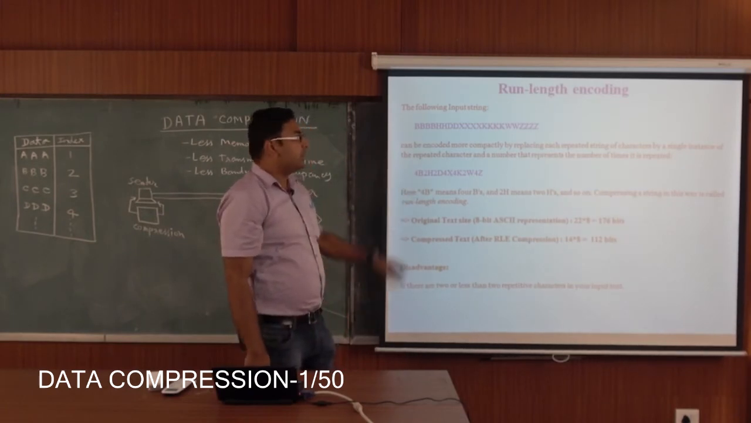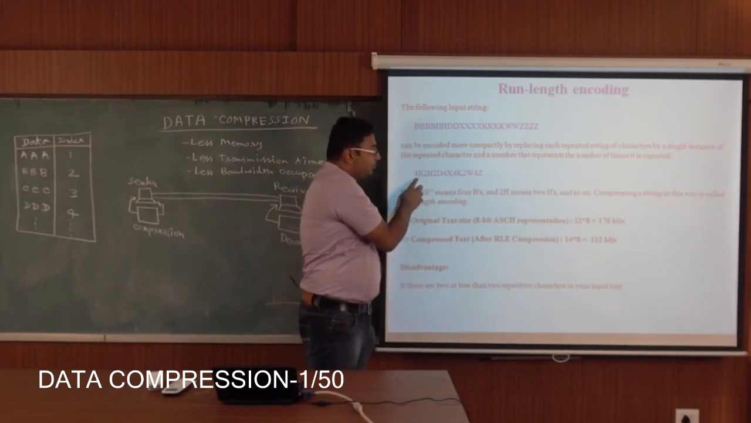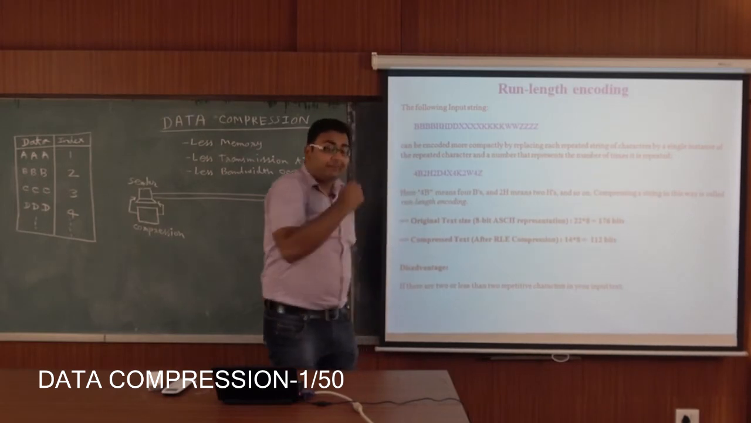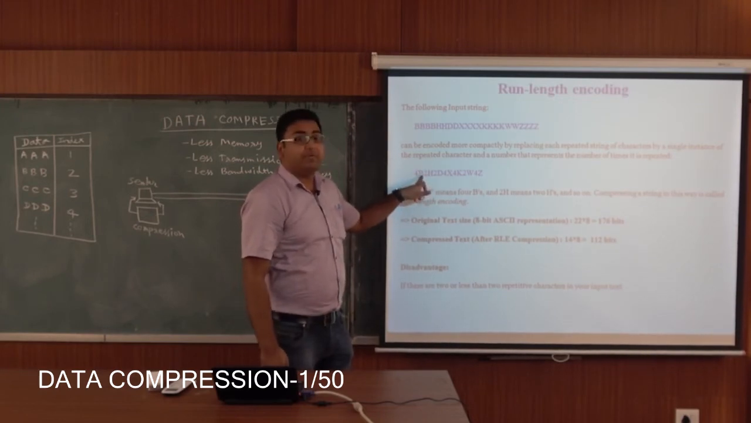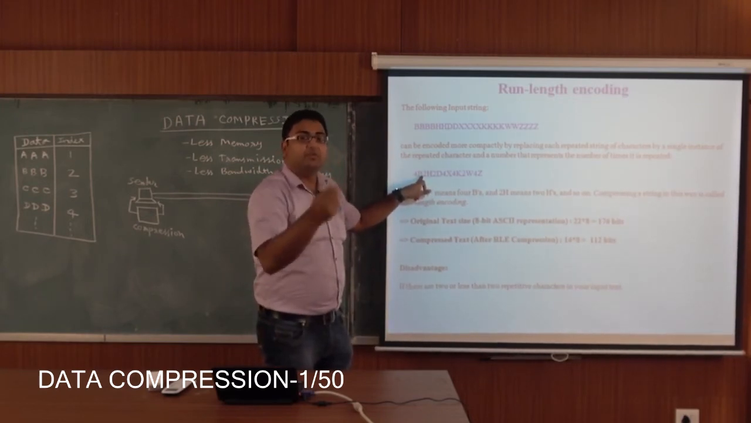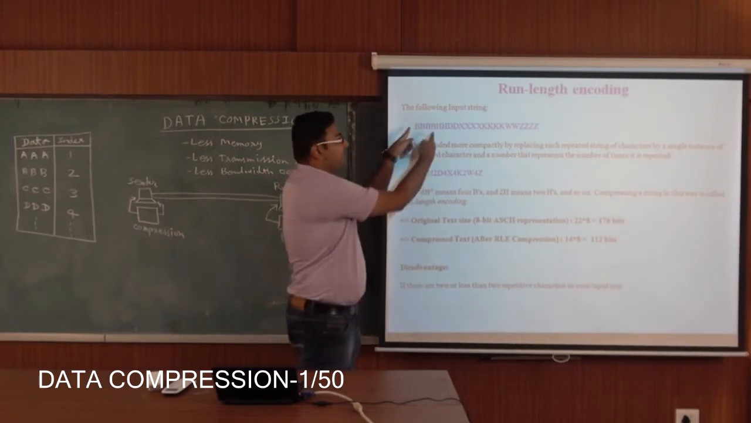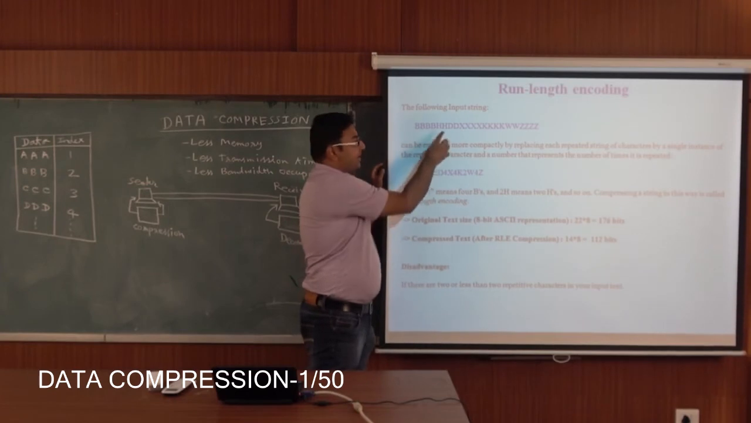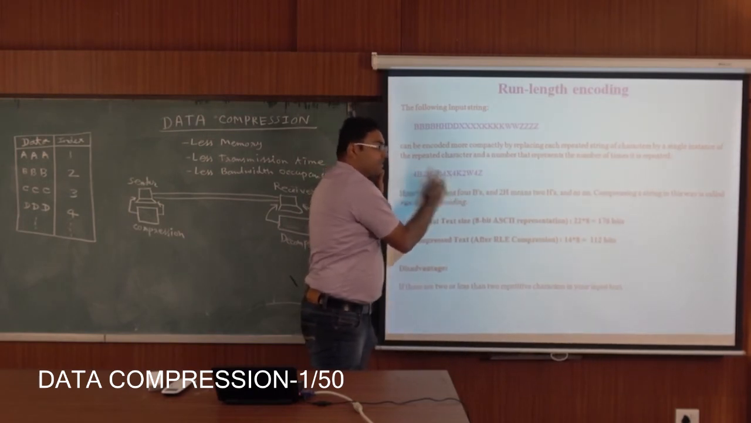So how can it reduce it? Suppose instead of representing 4B, we represent it by 2 numbers. The first number will represent the number of repetitions, the redundancy of the character, and the second one, followed by that first number, will represent the character name which will be repeated that number of times. So here 4 represents the number of times B is repeated in the input string. B is repeated 4 times, so that's why 4B. Here H is repeated 2 times, that's why 2H. Here D is repeated 2 times, that's why 2D.